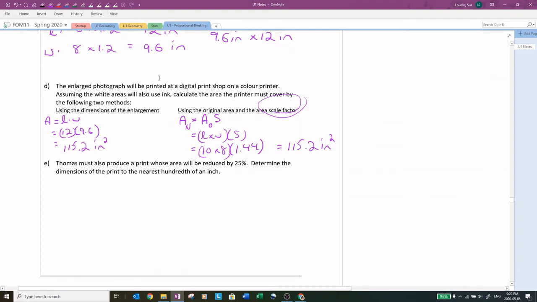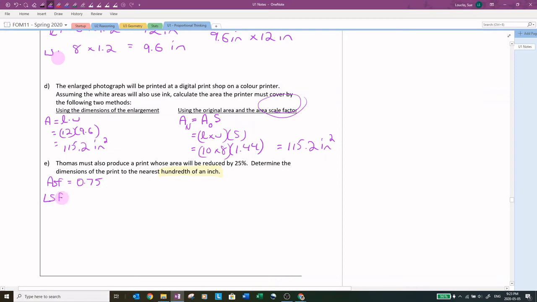Okay, example E. Thomas must also produce a print whose area will be reduced by 25%. Determine the dimensions of the print to the nearest hundredth of an inch. Whenever I'm given something like this, I like to highlight it so that I remember to go back and round. That's where I need to round my answer. Okay, nearest hundredth of an inch. So the area scale factor, I'm given that. I'm reducing it by 25%, so my area scale factor is going to be 0.75 because I want to keep 75% of the size.